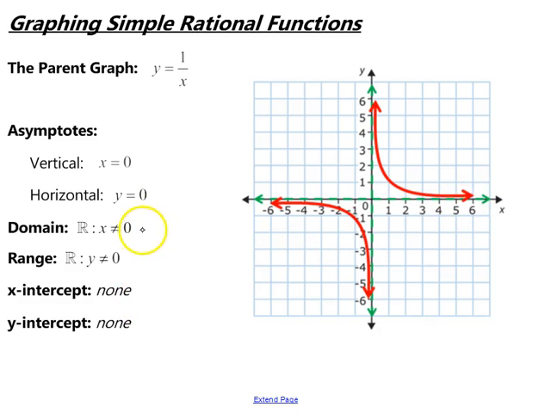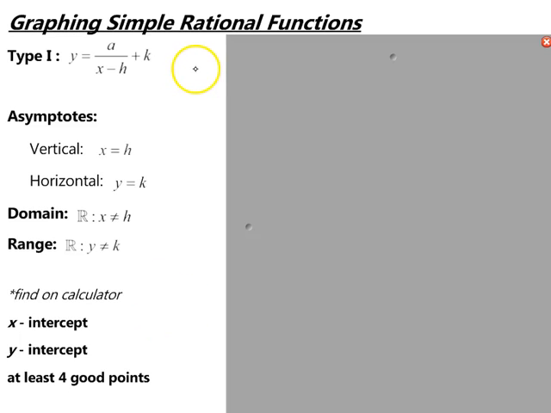Since our graph is never going to have an x value of 0 or a y value of 0, we don't have an x-intercept or a y-intercept. As we continue graphing simple rational functions, we want to talk about two different types. The first type, you'll see the function written in the form y equals a over x minus h plus k. And the information we gather from there are the asymptotes. The vertical asymptote is going to be the line x equals h.